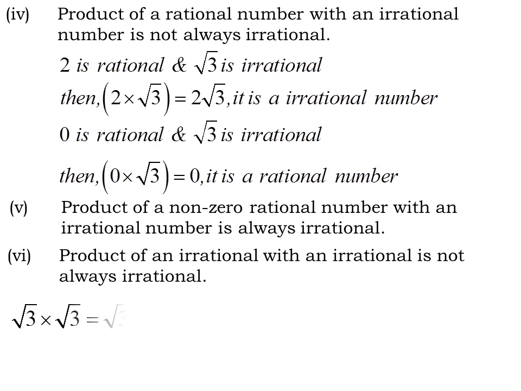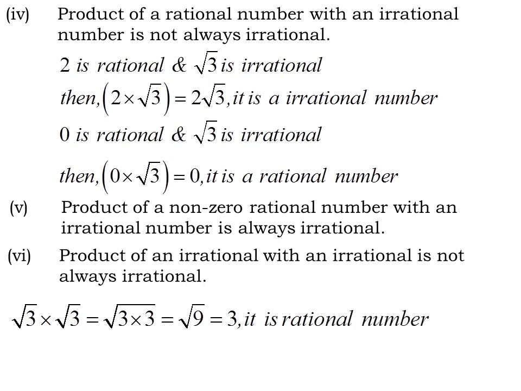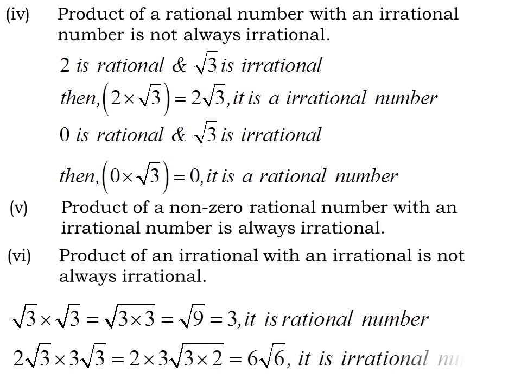The first case: root 3 into root 3, which equals root 9, which equals 3, and 3 is a rational number. But if I am multiplying 2 root 3 into 3 root 3, it will become 2 into 3 into root 3 into 3, which becomes 6 root 9... which is 18, hmm. So whenever you are trying this, you have to know: if you are multiplying the same irrational numbers, you may get a rational number, but if you are multiplying two different irrational numbers, then you will get an irrational number.